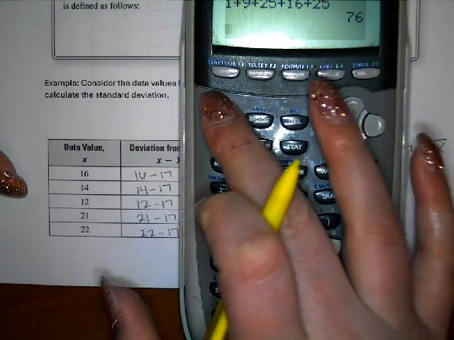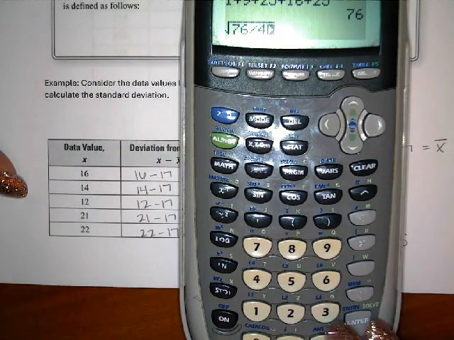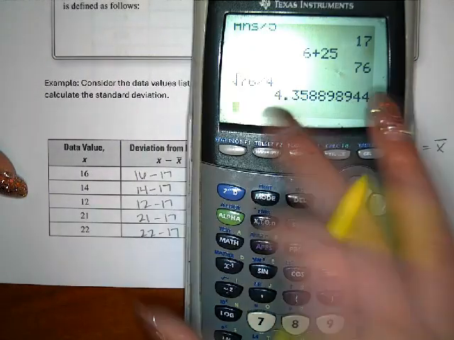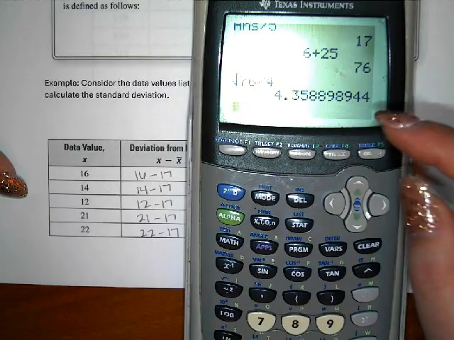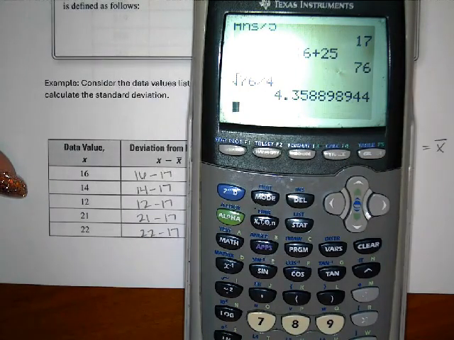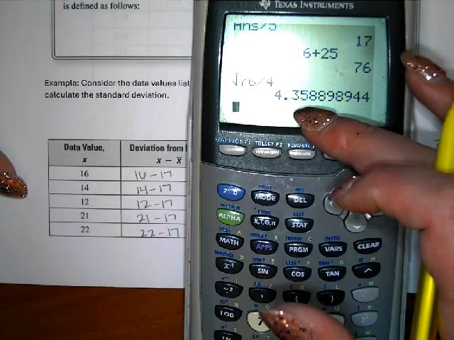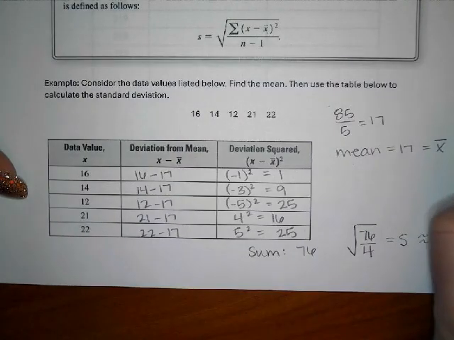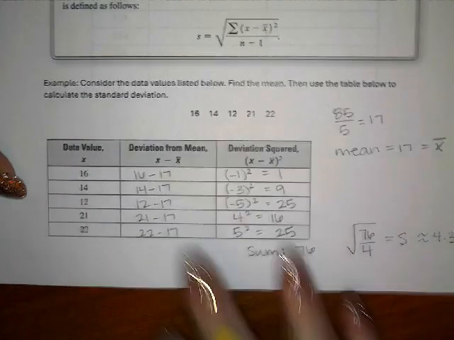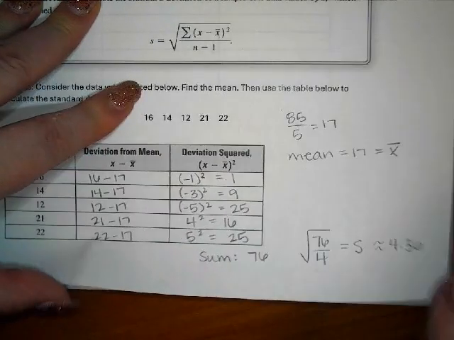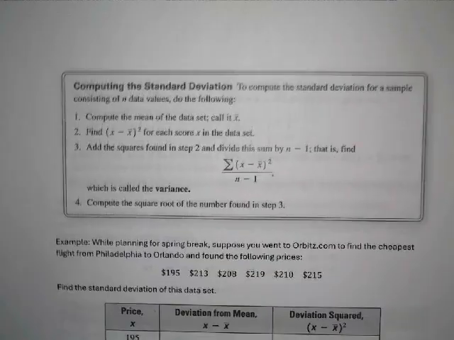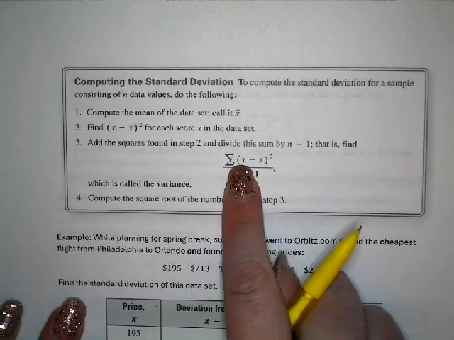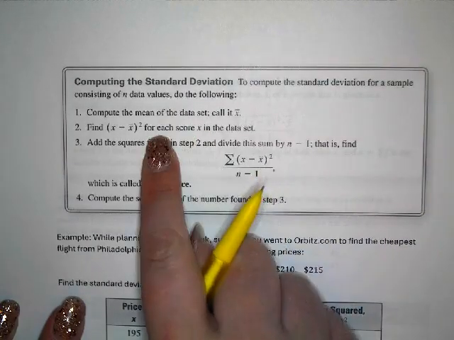So the square root of 76 divided by 4, and in my math lab, as you're doing these problems, it should tell you how many decimal places they want. And throughout these notes, I'm just going to write 2 decimal places. So 4.36. Okay, now if that felt like a lot to remember, the steps are written out on the previous page. Okay, so you follow the formula, which means that you're just doing each of these steps. Okay, so let's try it again.